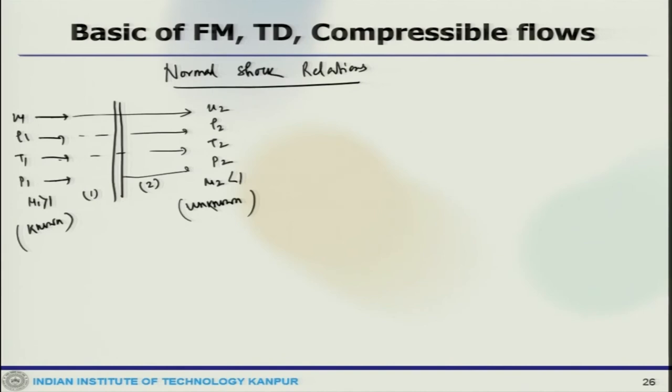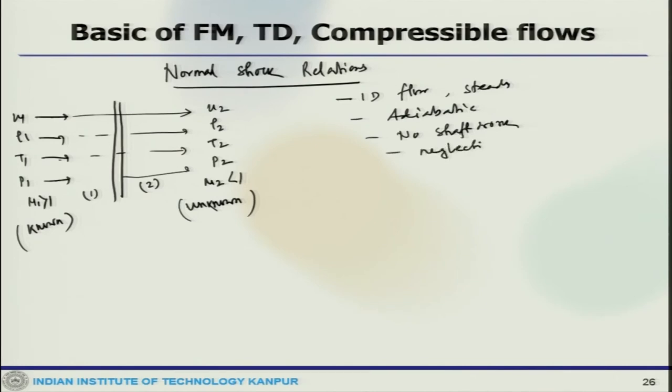Now, again the situation here is, this is 1D flow, steady adiabatic flow, no shaft work, and neglecting potential energy. So, these are some of the assumptions which are associated, so that we can derive the simple equations. Now, whatever we have done, we can use derived equations 1, 2 and 3 directly.